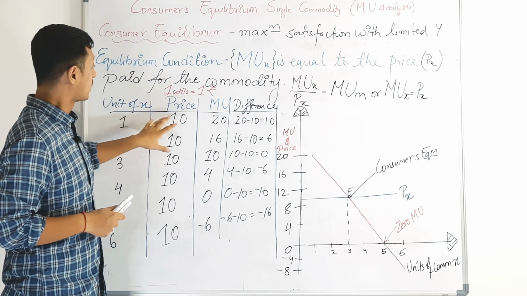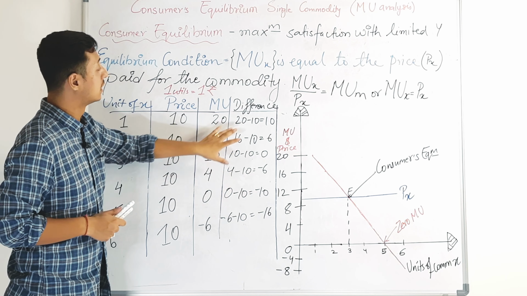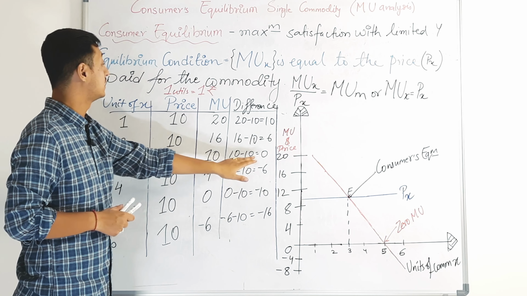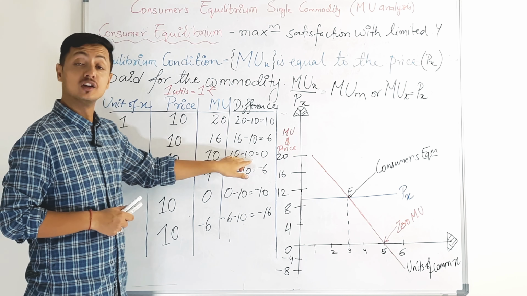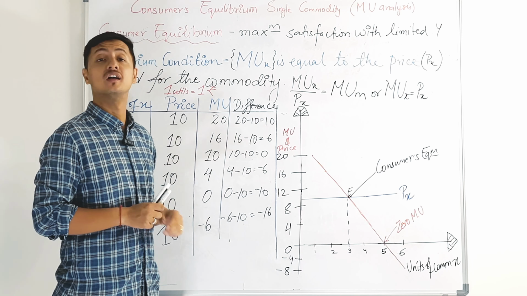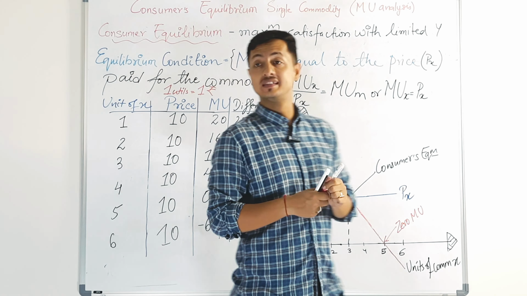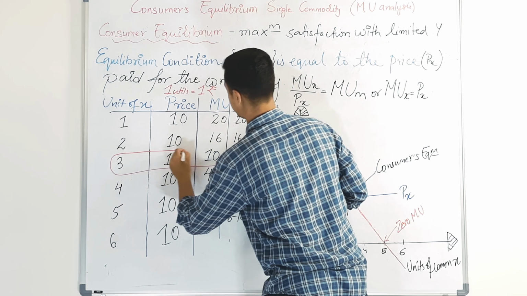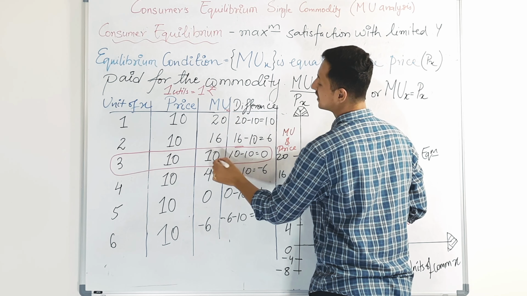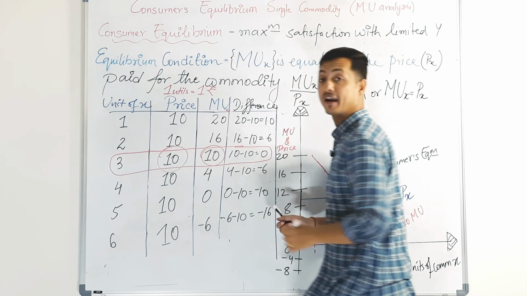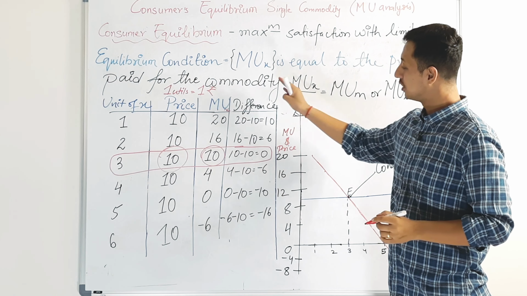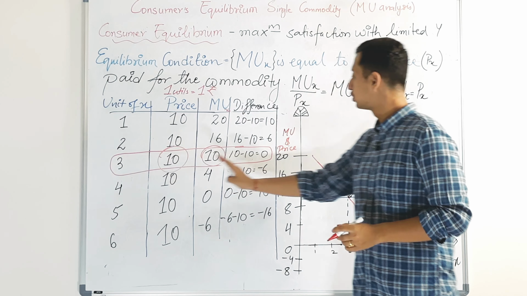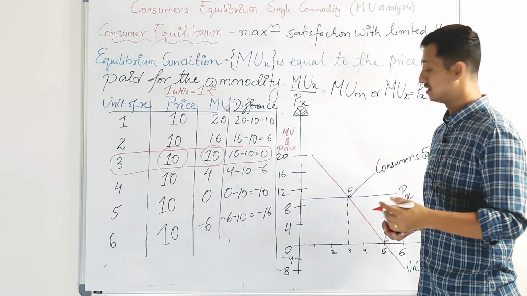As you can see in this column, the difference at first is 10, then positive 6, then 0. This is the point where the marginal utility of X is equal to Px. That is the reason why the difference is 0. So this is the equilibrium point, where MUx is equal to the price of X. So in this schedule we have understood when equilibrium is derived, and through this diagram we will understand the same concept.